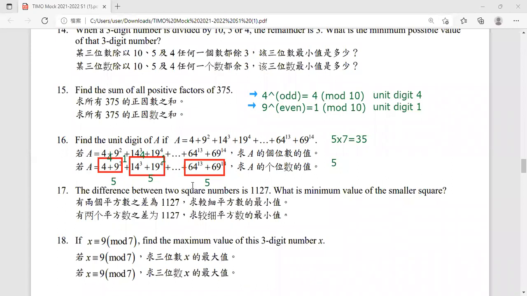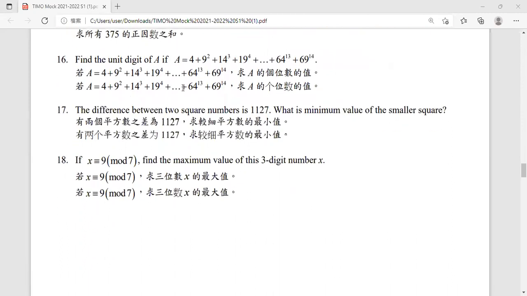Yes, congruent. They're all congruent. They're all 5s. Okay, next one. Okay, you got it. I know you got it.